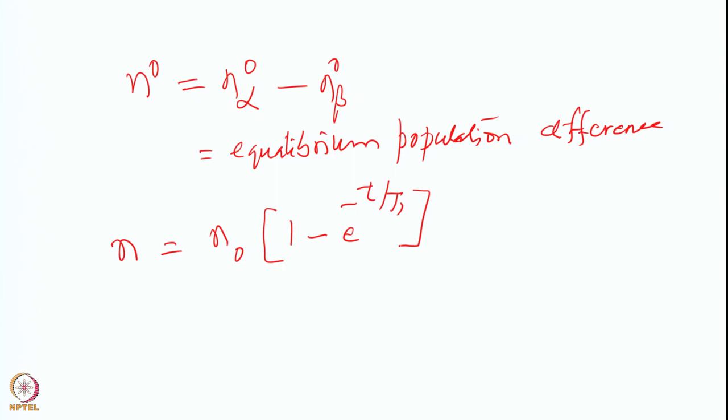You see, T1 is a time which determines how fast the system will reach equilibrium. N naught is the equilibrium population difference, and the rate at which it approaches it is given by this equation. Obviously, if t is equal to infinity, N is equal to N naught. Depending upon the value of T1, it will approach the equilibrium value slowly or rapidly, and this becomes an important factor, as we will see later on.